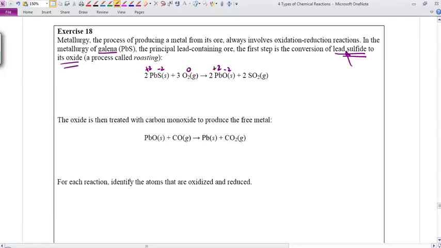But look at what's going on with sulfur. You have -2 on each of those oxygens, so that means that sulfur is a +4. Now we're talking. What has gone on? Well, this oxygen right here at 0 has been reduced to a -2.